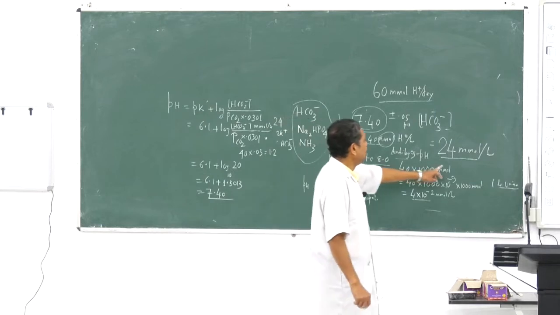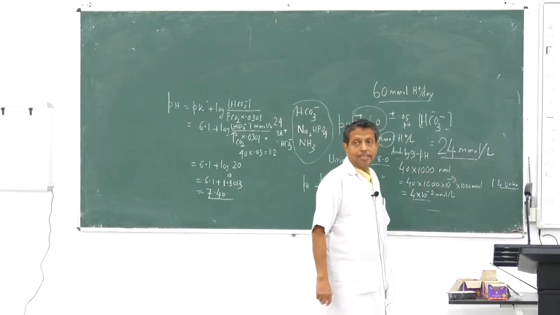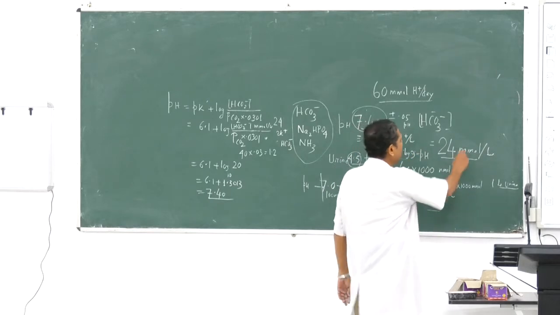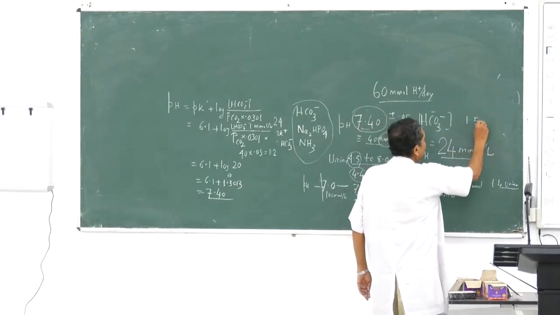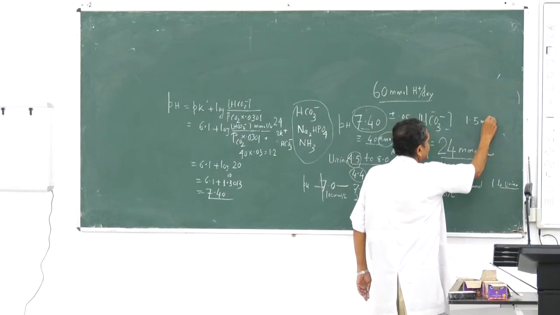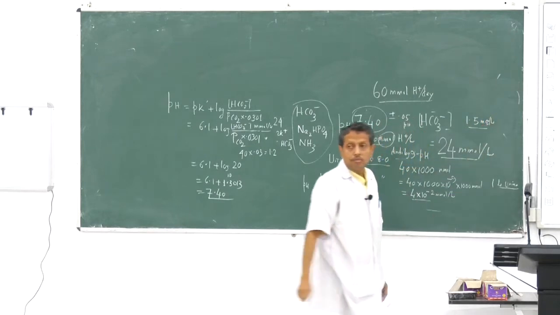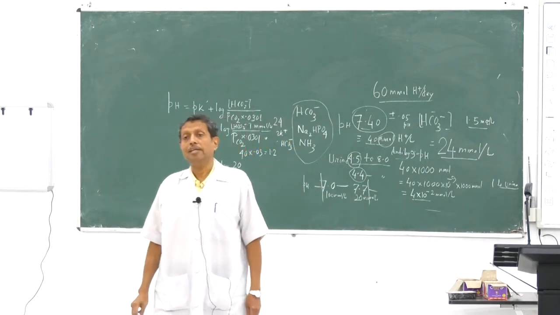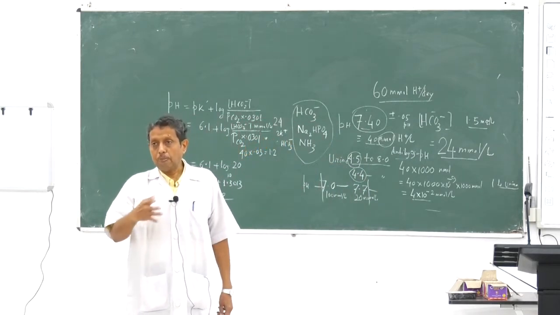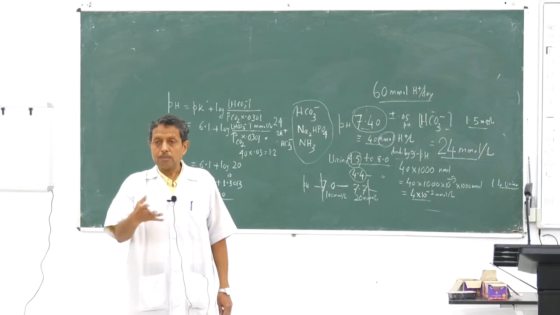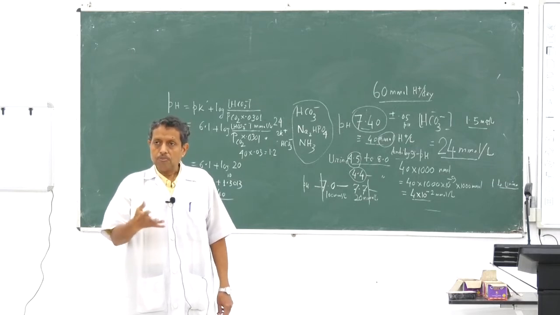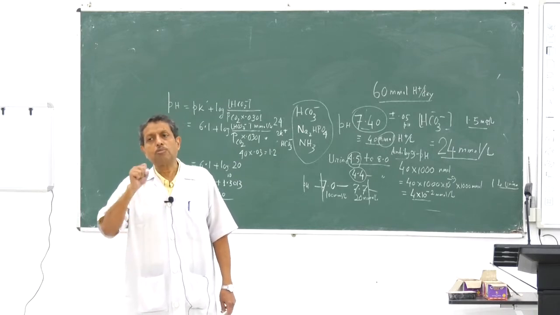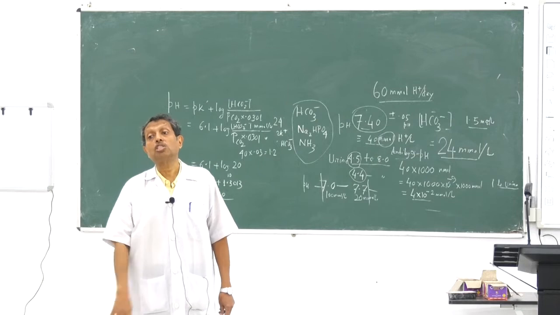Bicarbonate concentration is around 24 millimole per liter. But in case of phosphate, it is 1.5 milliequivalent per liter. Its concentration is very low initially, but in the distal part of the nephron, it is concentrated by the reabsorption of water. Phosphate is also reabsorbed, but in spite of that, there is some concentration.